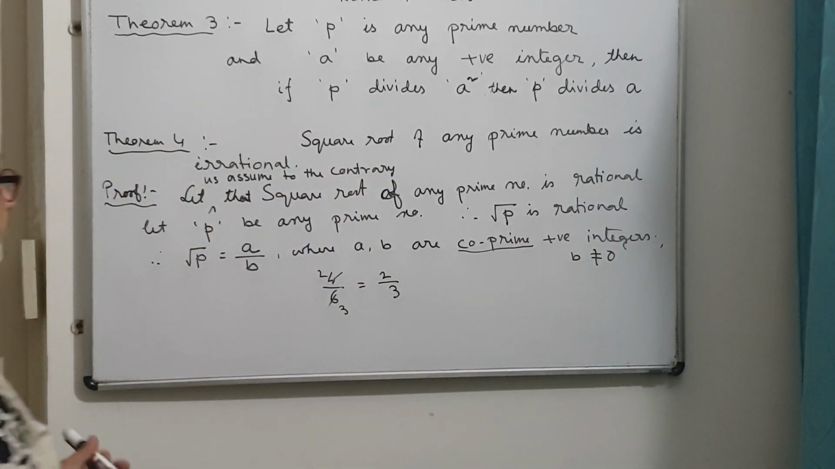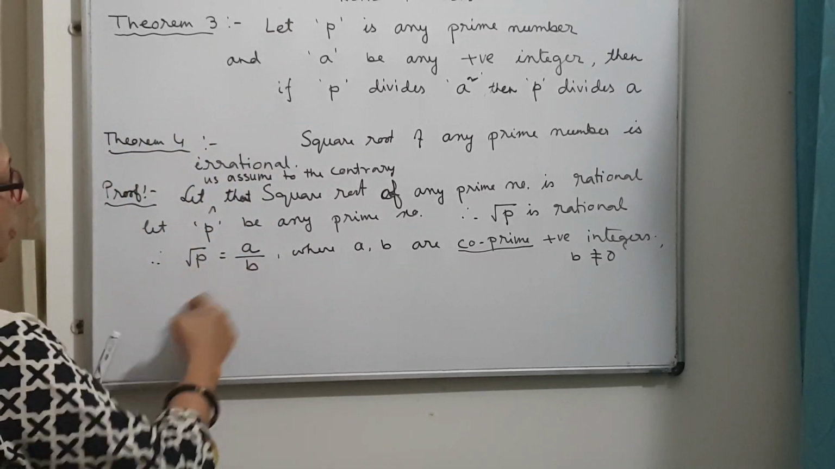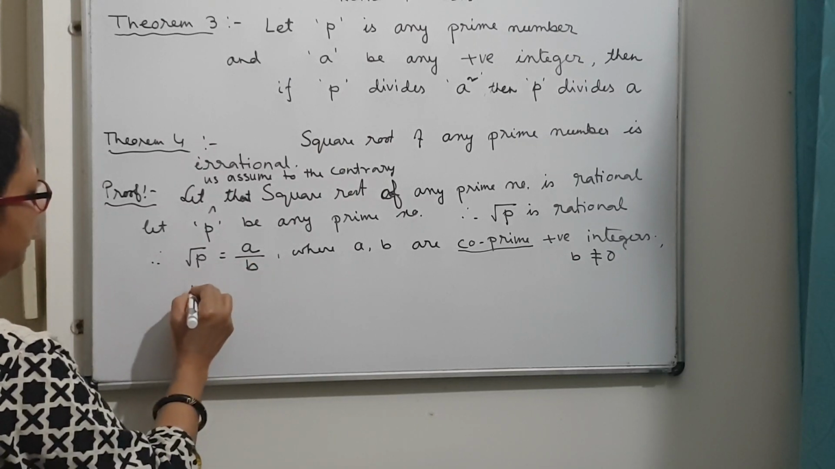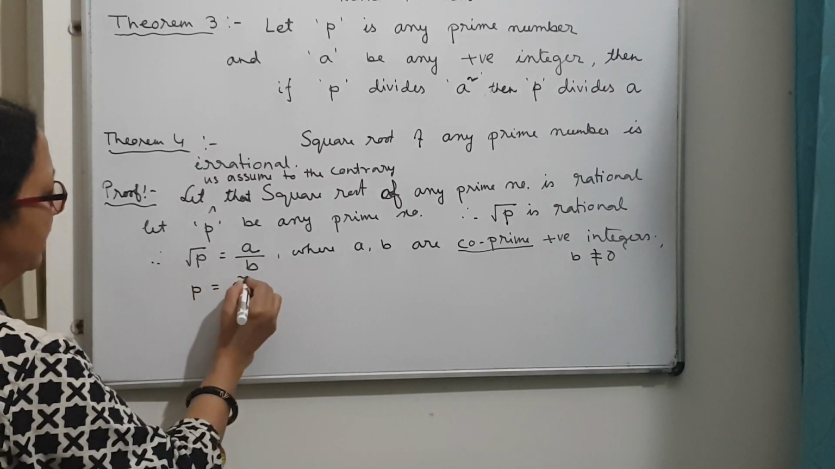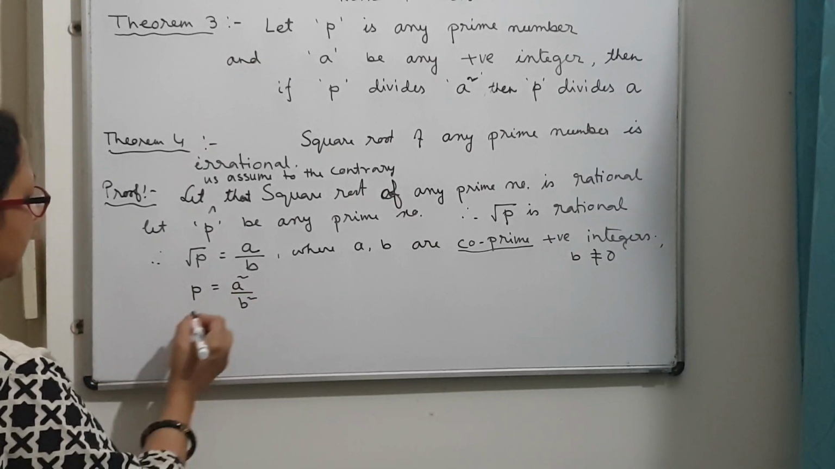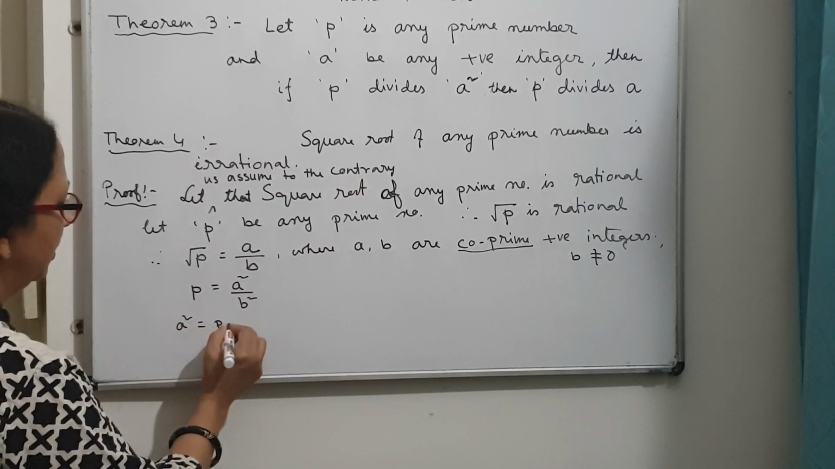Okay, now let us square both the sides. Then it will become p equals a square by b square. So cross multiply, then a square is equal to p into b square.